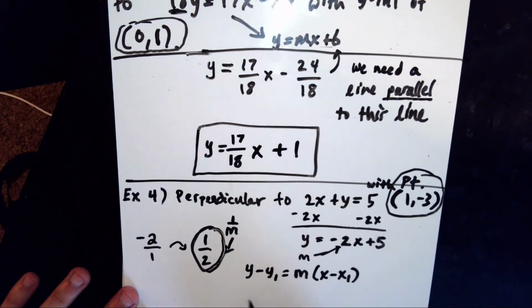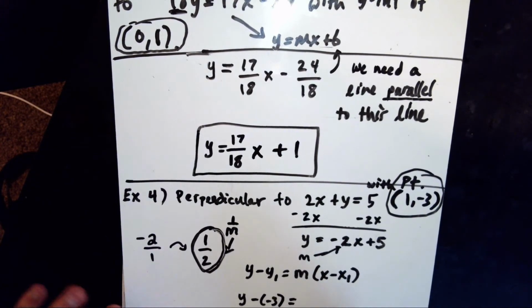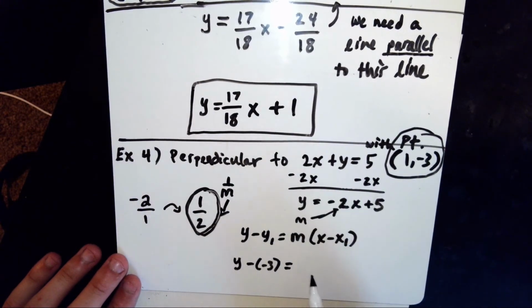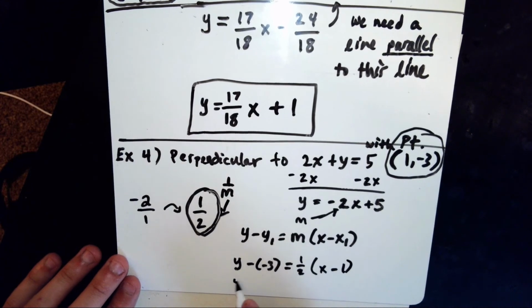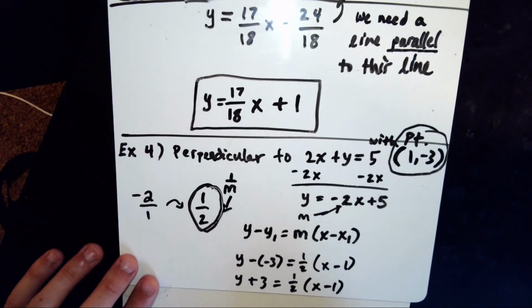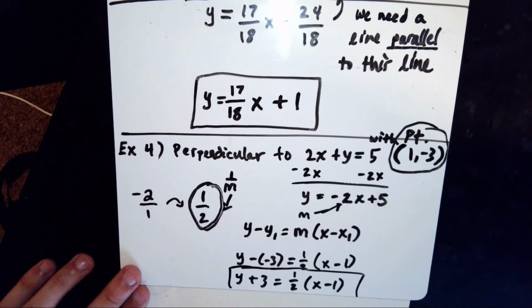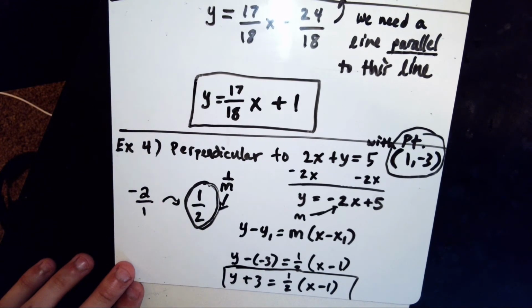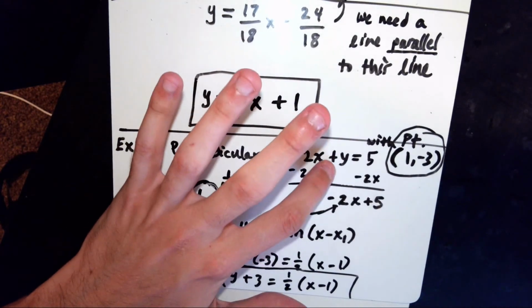In doing that, we get y minus -3 equals 1/2 times x minus 1. And of course, this is the same thing as y plus 3 equals 1/2 times quantity x minus 1. So this is the equation of a line that is perpendicular to this line up here.